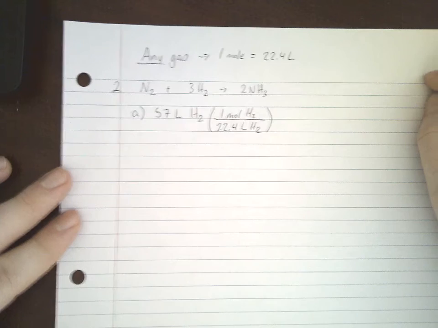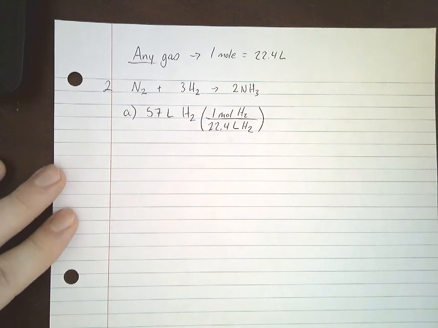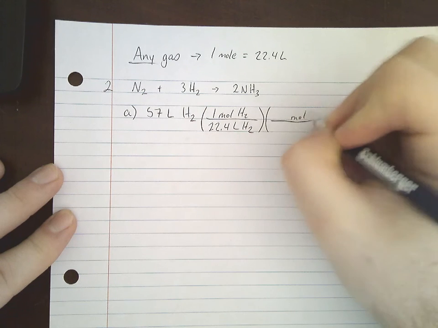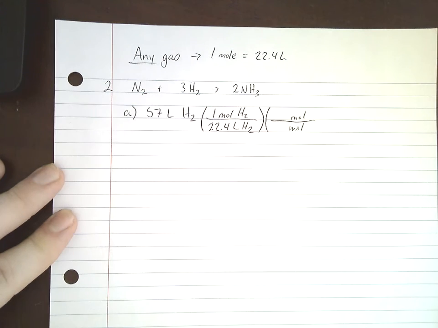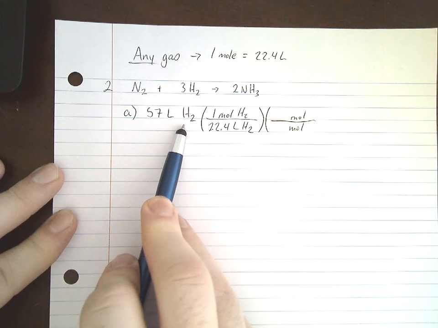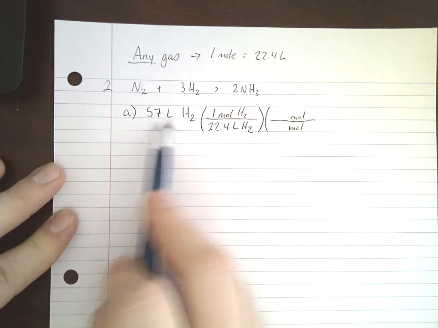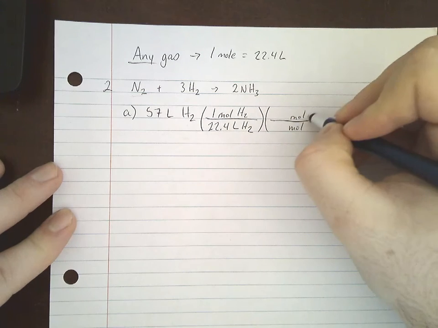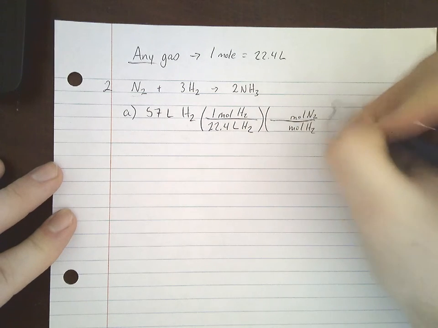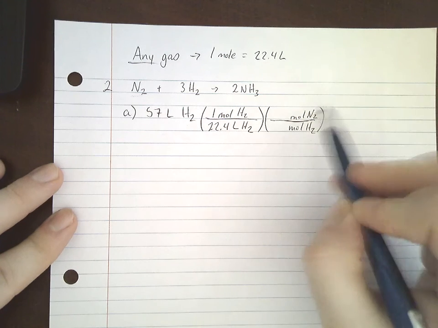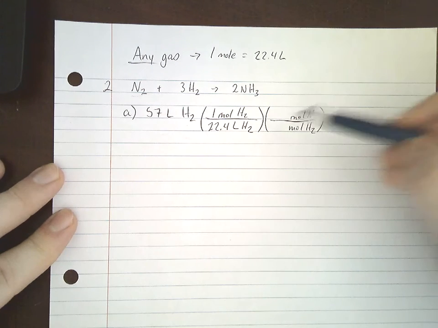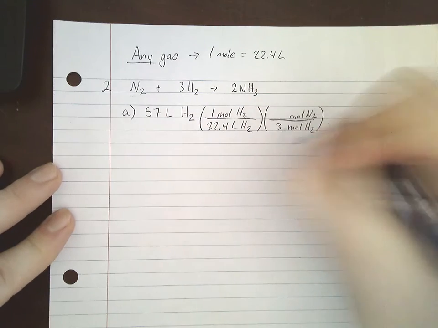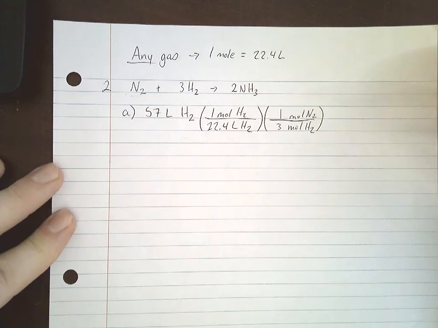The next thing that our molar map tells us to do is convert from moles to moles using the mole ratio. So we'll have moles of something on top and moles of something on bottom. We started with liters of hydrogen, and the problem is asking us to convert to liters of nitrogen. So we need to put nitrogen on top and hydrogen on bottom. This way hydrogen will cancel out and we'll be left with nitrogen. We pulled the numbers for the mole ratio from the balanced equation. The coefficient on hydrogen is 3. The coefficient on nitrogen is 1.